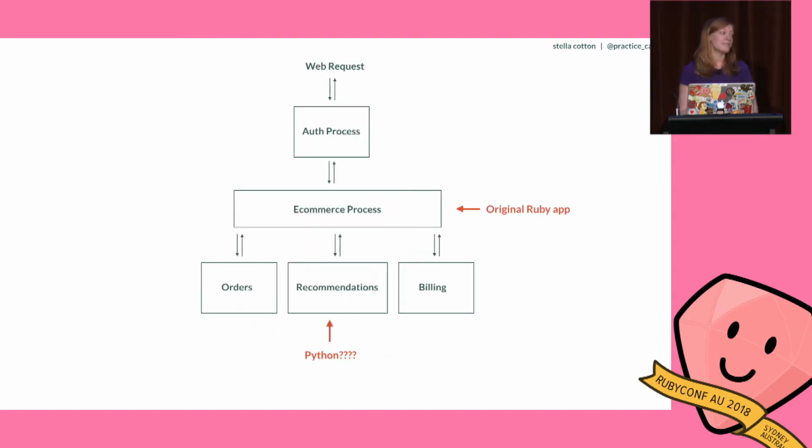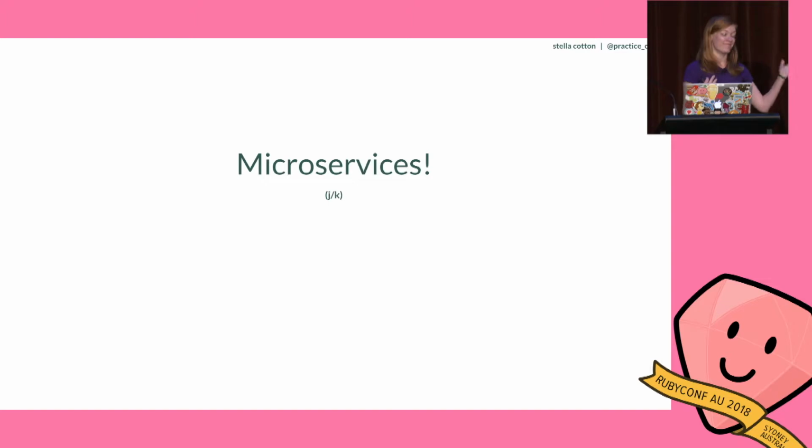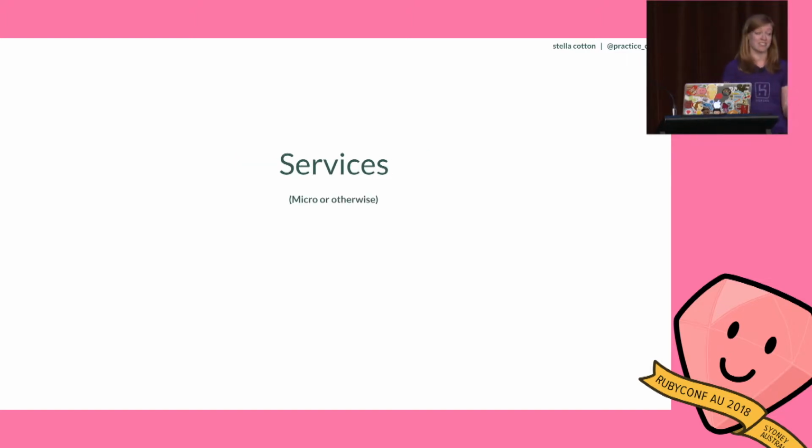And then let's say things change again. Now you want to show users recommendations for things to buy based on their purchases. So the team that's in charge of making recommendations is a bunch of data science-y people. They only do Python, and it's a bunch of machine learning. So naturally, microservices. It just happens. But really, the answer often is services.